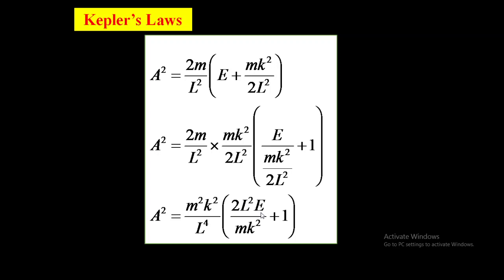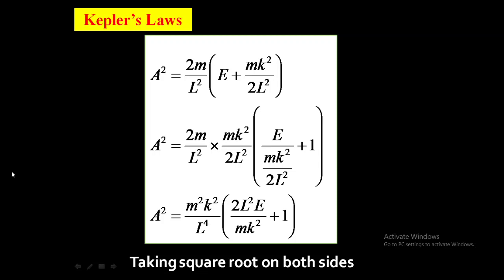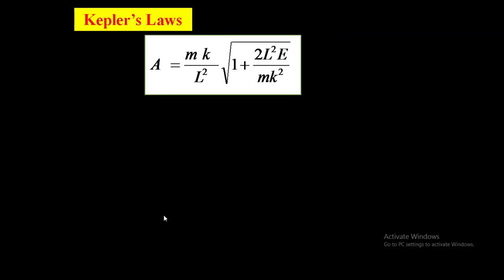Okay, in the next step, we take the square root on both sides, because we have to find the value of a. After taking the square root, we get a is equal to mk by L square under root 1 plus twice L square E upon mk square. Okay, we'll get the value of a.